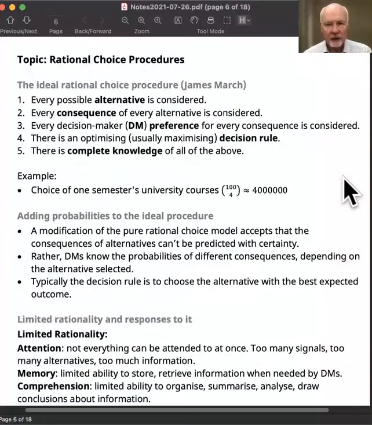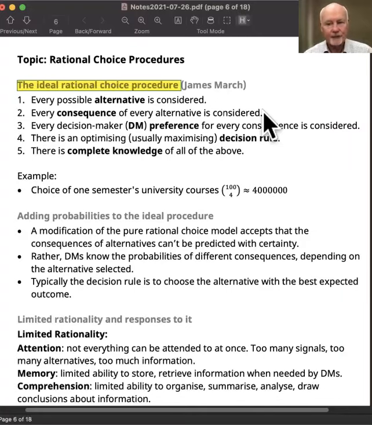In this video, we're going to continue on looking at rational choice procedures. So in the previous video, we looked at what we call the ideal rational choice procedure. This was introduced in the 1940s, 1950s by a group of very impressive academics and researchers. The version of it I'm giving you here is a mature version that's from a book by James March, and I've put a reading on Wattle for those of you that are interested.